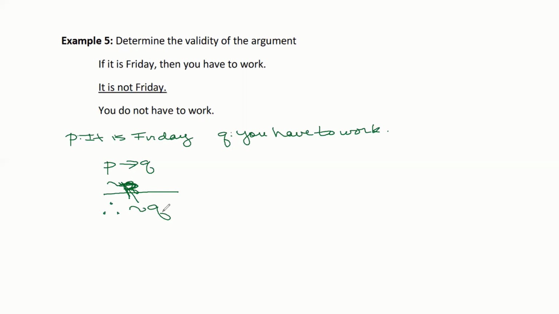therefore not Q. If we look at the standard arguments on the review sheet, this one is invalid. It's the fallacy of the converse. Sorry, fallacy of the inverse. So if P, then Q, not P, therefore not Q, is invalid, fallacy of the inverse.